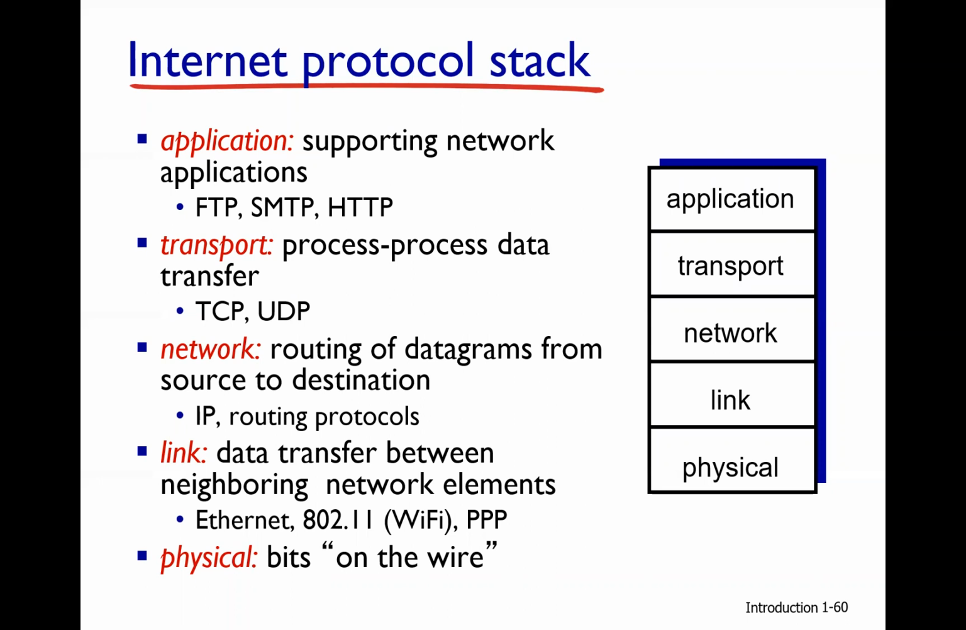Coming down the protocol stack, next we have the link layer. The link layer provides service to move packets from one node to the next. Here we have our Wi-Fi protocols, which is IEEE 802.11. And for wired connections, Ethernet is the dominant link layer protocol.